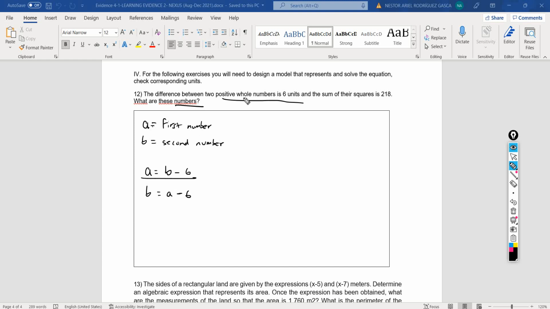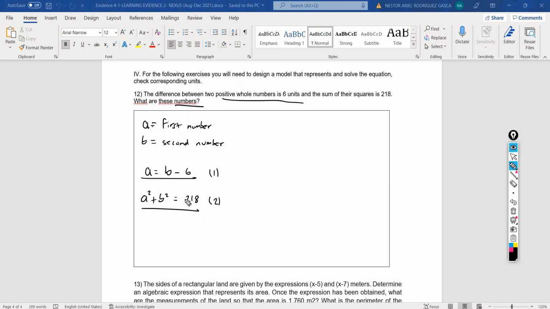But let's go with this one first. So we have this, and then we have the sum of their squares is 218. So the sum of the squares of these variables is 218. Okay, this is one equation, guys. I'm going to label it as equation 1, and I'm going to label this as equation 2. And that's it, guys. This is what is known as my model. It's basically two equations representing all of these things said in these sentences. What are these numbers? Let's find A and B.